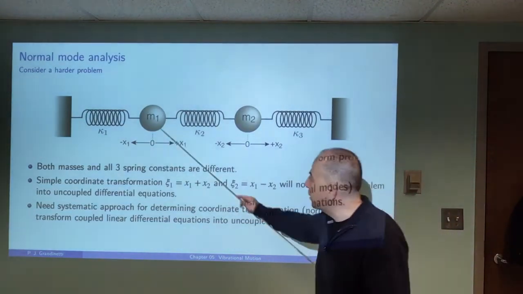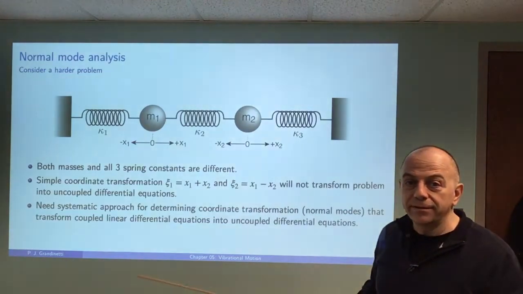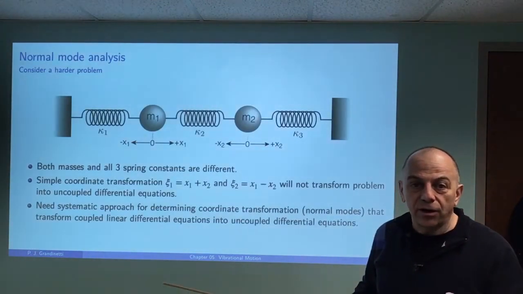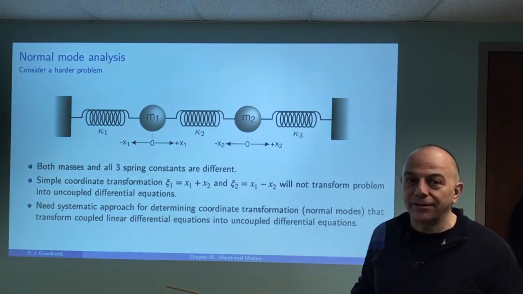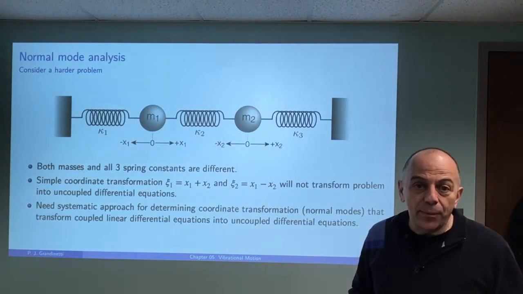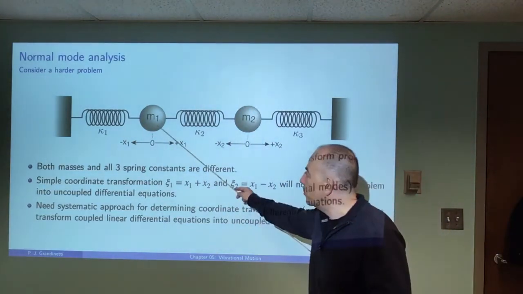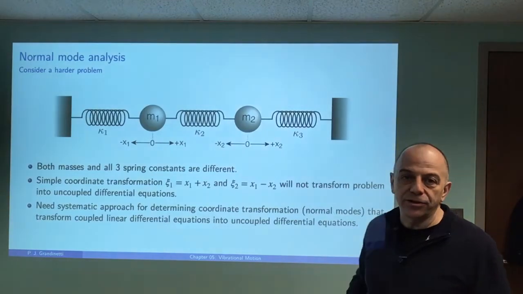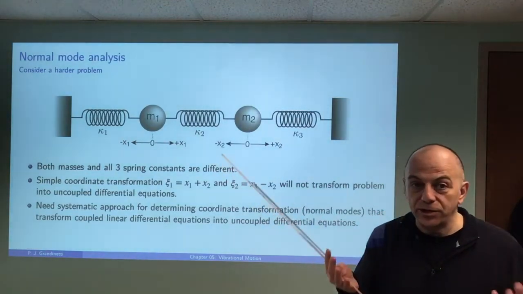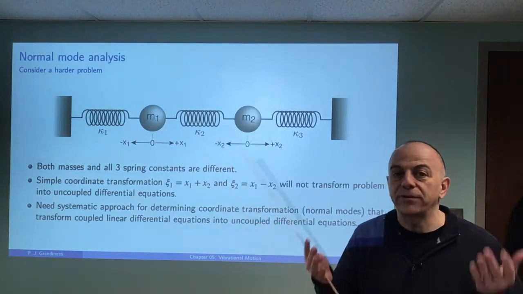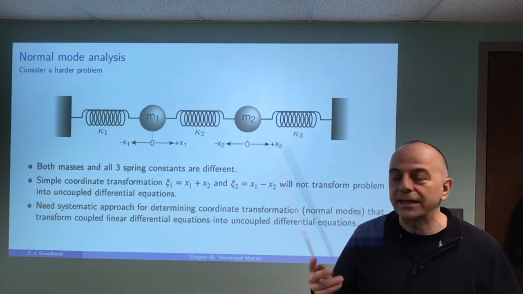Now, you will set up this problem exactly the same way you set up the previous problem. You'll look at the forces acting on M1. You'll use Newton's second law, force equals mass times acceleration. You'll come up with a differential equation for mass 1. You'll do the same thing for mass 2. You'll end up with two differential equations that will be coupled, both involving x1 and x2.